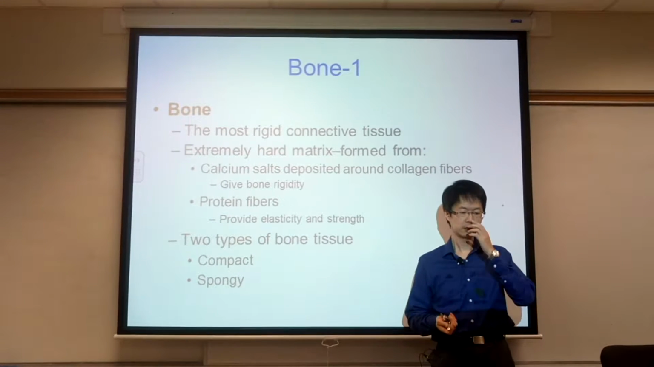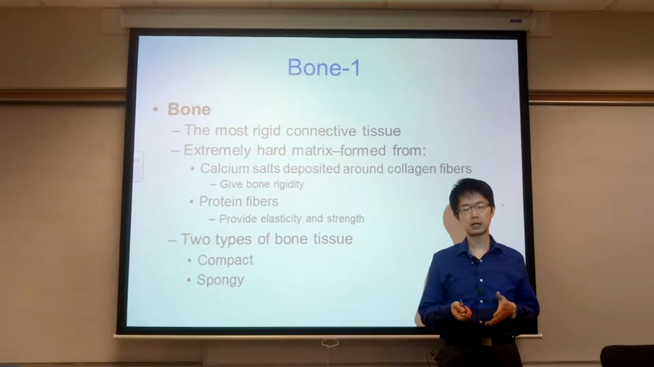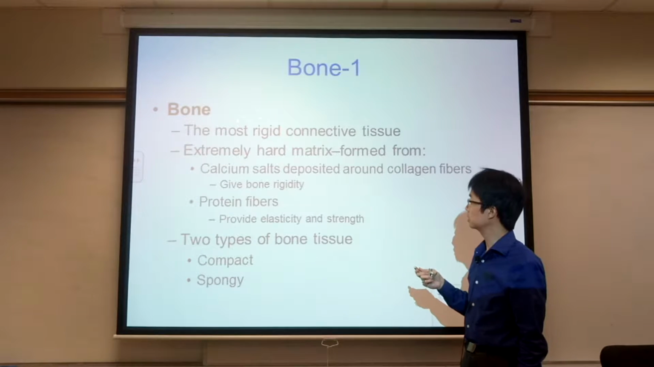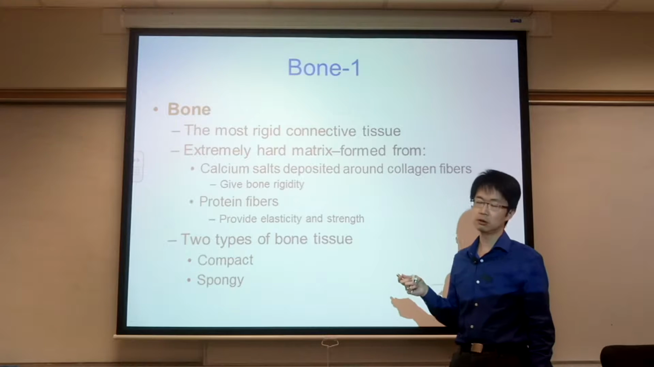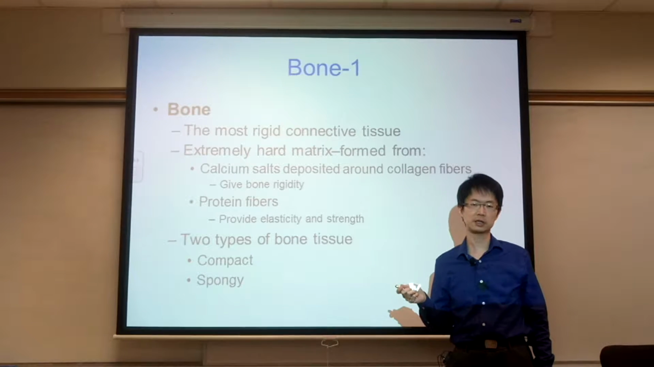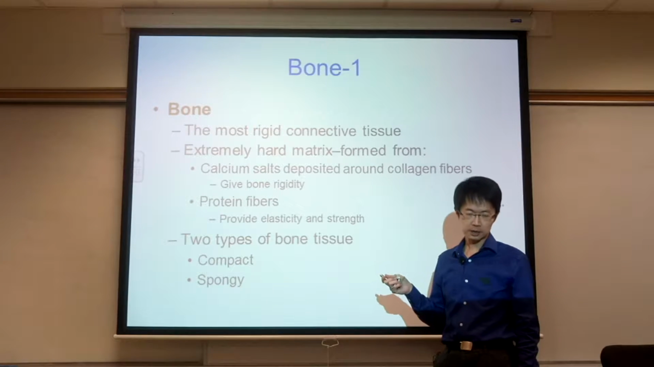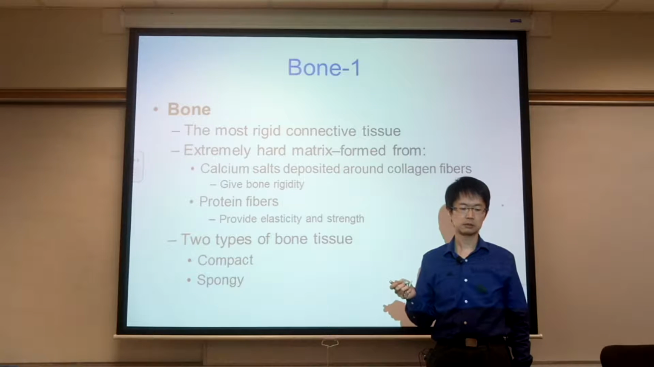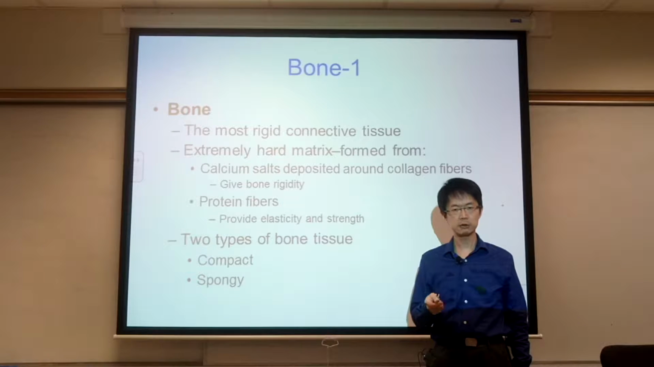Bones. Okay, we finished talking about cartilage and now we talk about bone. Bone is very hard. They're connective tissue. Okay, bone, they are living tissue. They are not dead. They are hard and rigid, but they allow a small degree of bending.